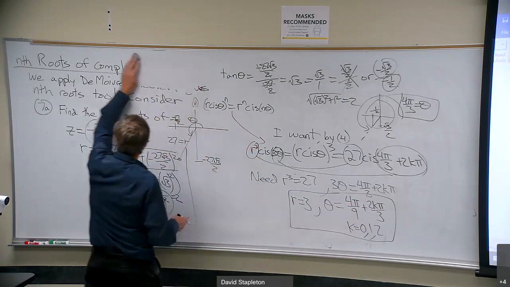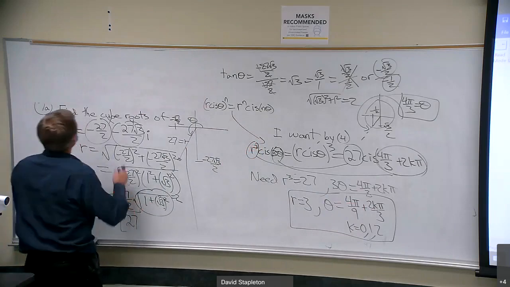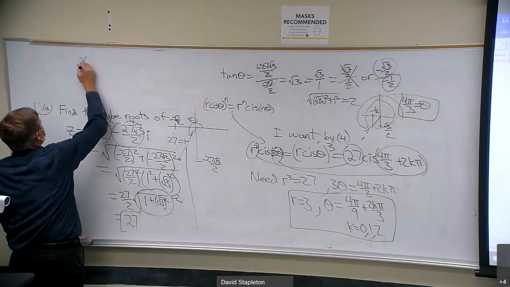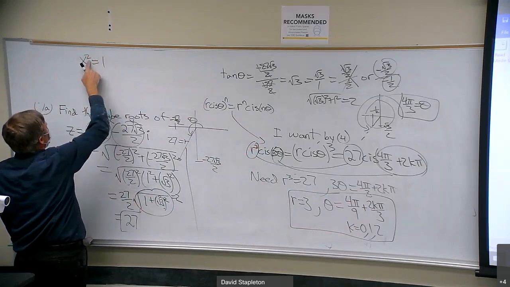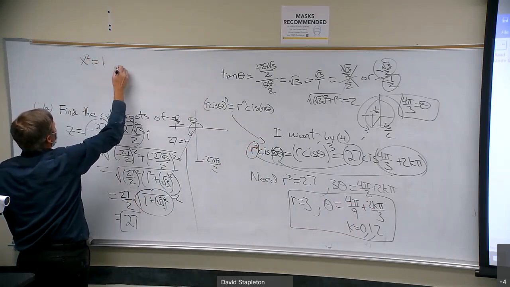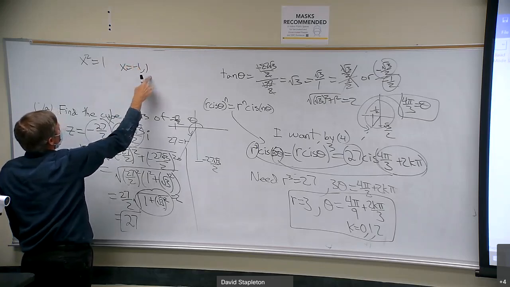Kind of a neat result, right? It's like when you do, don't write this down, in algebra, x squared equals 1. What are the solutions? If you're looking for the square roots of 1, well, it's x equals negative 1 or 1. These are the two numbers whose square is 1.